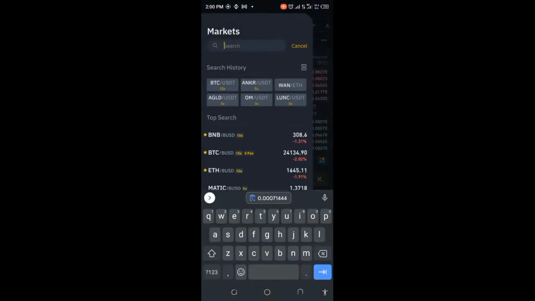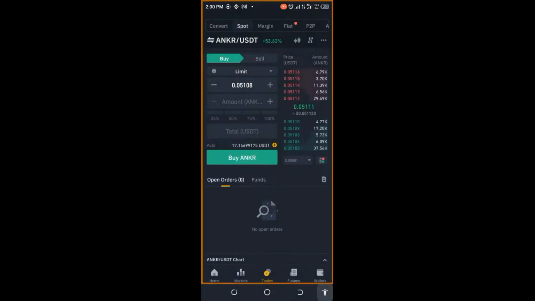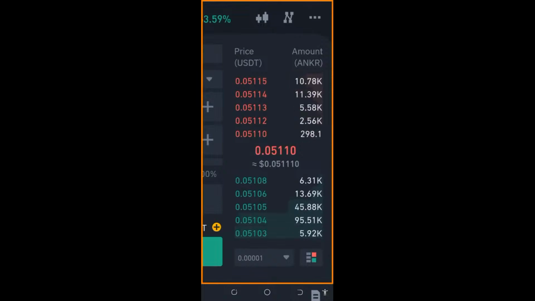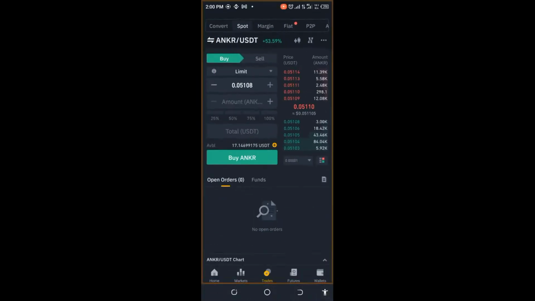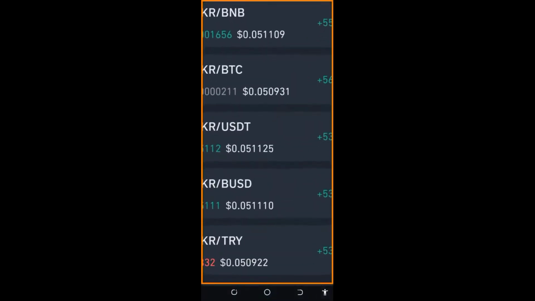Okay, let me go back and see how this would go. I'm sure definitely we're going to make a profit. I had to subtract part of it. So let me go back to ANKR USDT. What is the price right now? Okay, the price is 05110. Let's go check the compare markets, because it's really flipping and flopping.